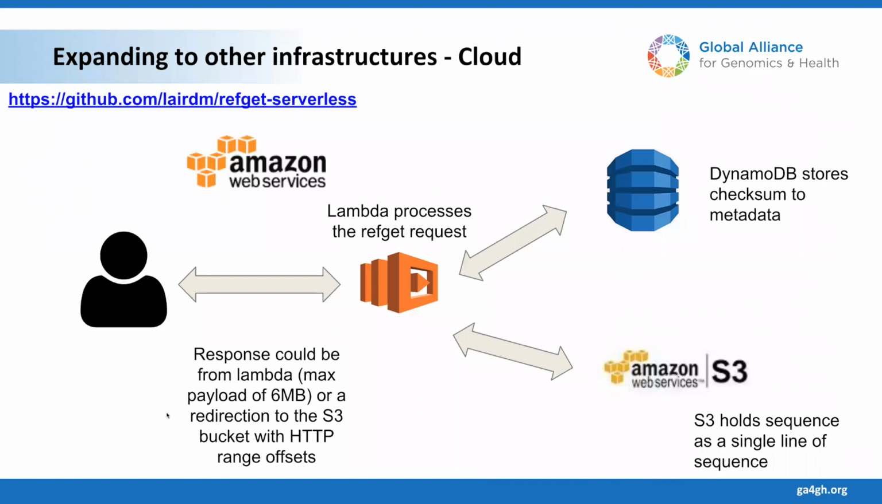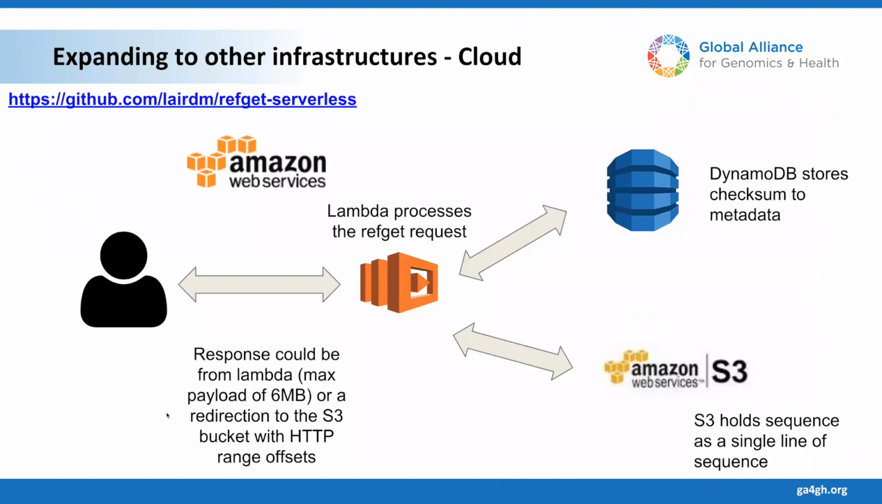So when a user comes in, we could either serve sequence back from the Lambda process directly, but there's a maximum payload of 6 meg. That's just a limitation of Lambda that exists. So this is where the subsequence limit service info endpoint comes into play. You then know I can't make a request more than 6 megabases, so I won't attempt to do that.